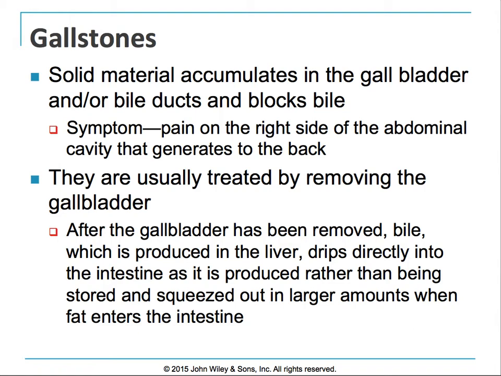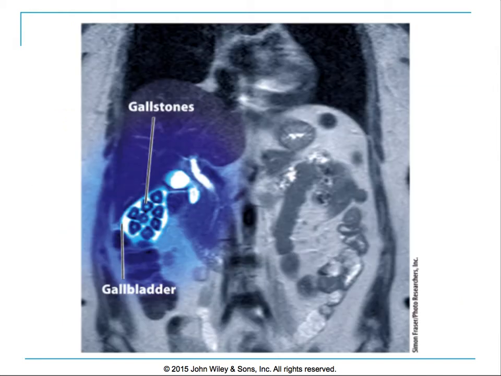Gallstones are usually treated by removing the whole gallbladder. But you remember, the gallbladder is responsible for the movement of bile from the liver into your gastrointestinal tract. So after the gallbladder is removed, the bile that's produced in the liver just drips directly into the intestine as it's produced rather than being stored and squeezed out by the gallbladder. And here's an x-ray showing the gallbladder and those little gallstones kind of packed within the gallbladder.